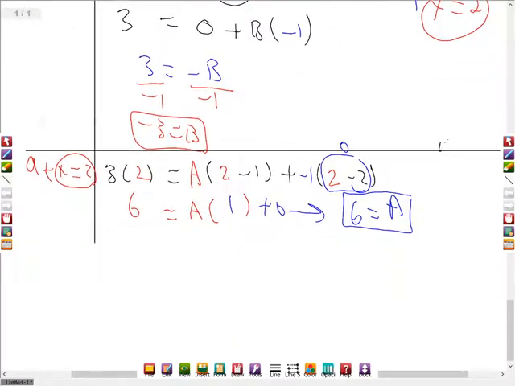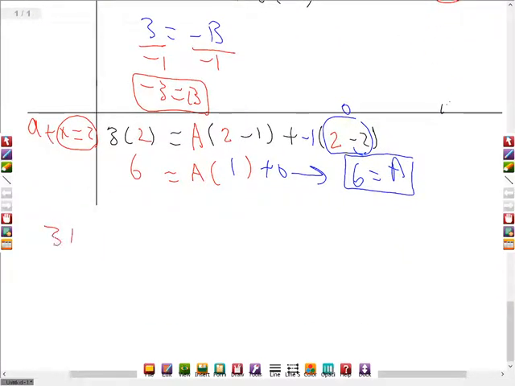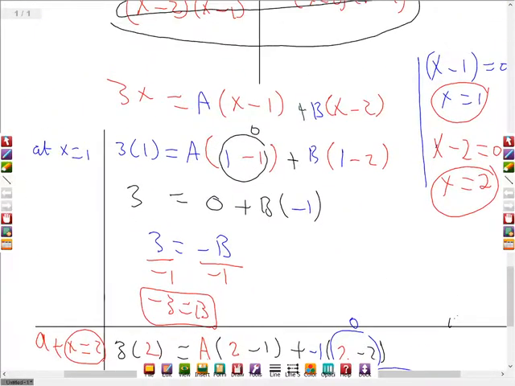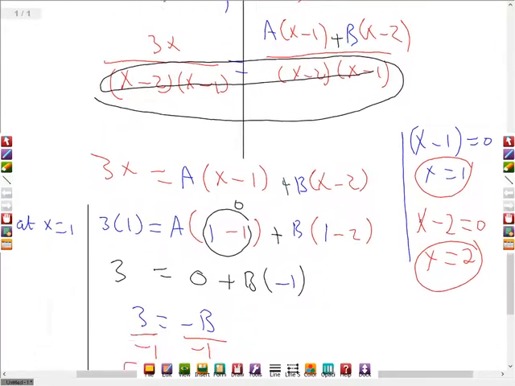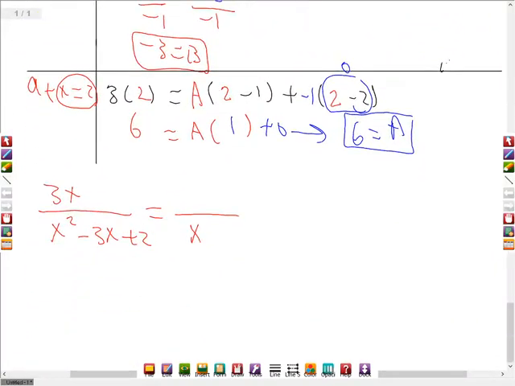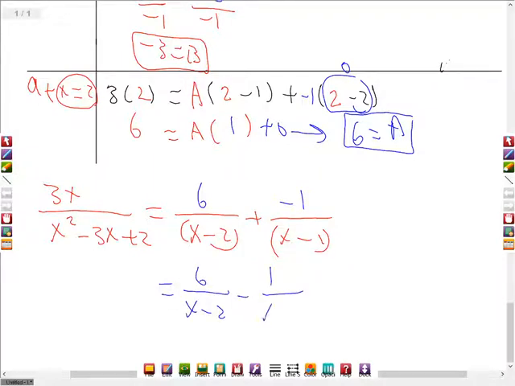Then we're going back to our function, which is 3x over x squared minus 3x plus 2, equal, we said, let us go back and see our setting: x minus 2 and x minus 1. And a in the top here, which is 6, and this is -1. If you want, you can write it as 6 over x minus 2 minus 1 over x minus 1. Okay.